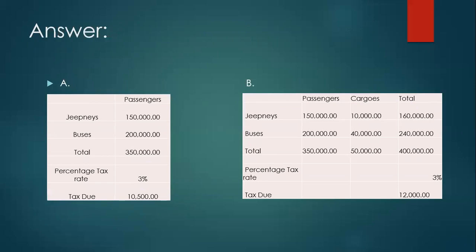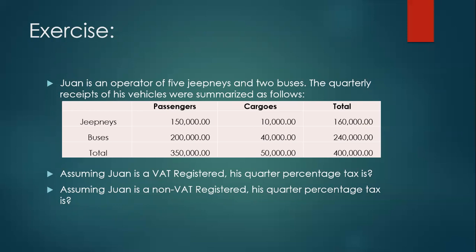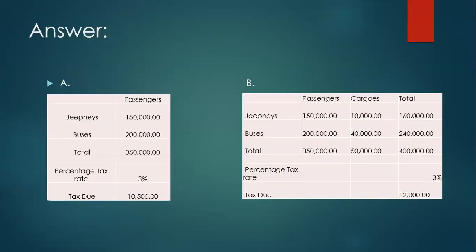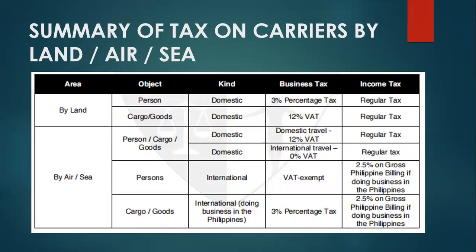So letter A, he is VAT registered, right? So since VAT registered siya, only the passenger ang subject to percentage tax. Ang nasa table, basta person, domestic, 3% percentage tax ang passenger kay person. Pero kung cargo or goods, pwede na 12% VAT kung VAT registered siya. If not, then subject to 3%. So that's the rule.